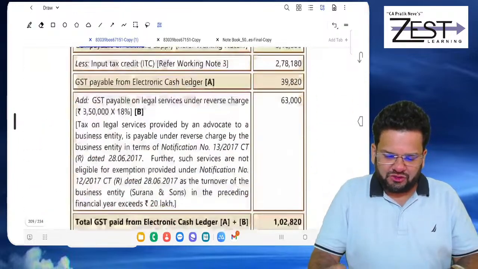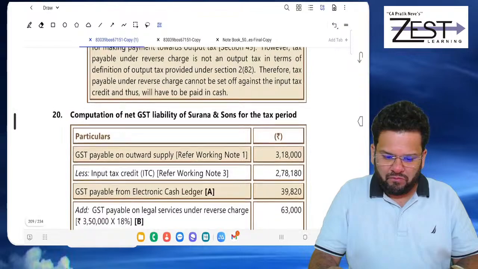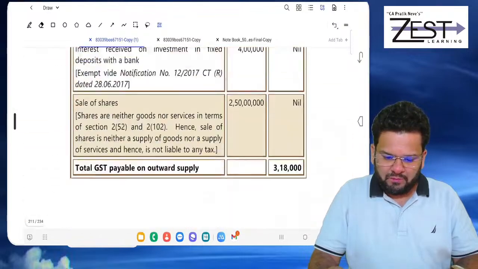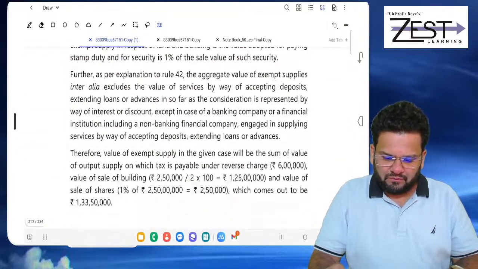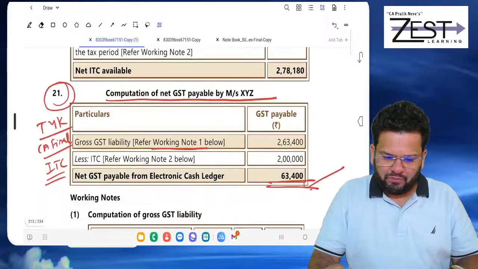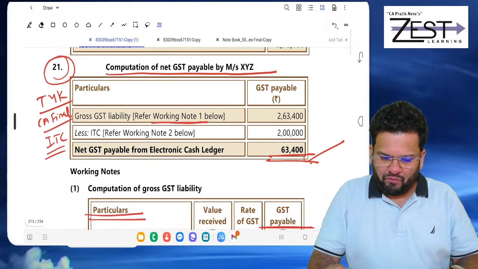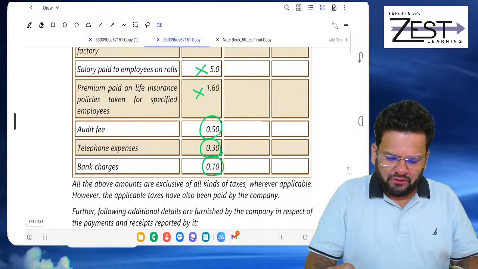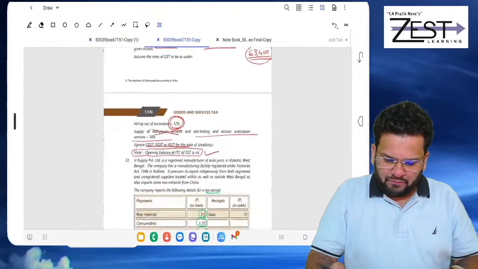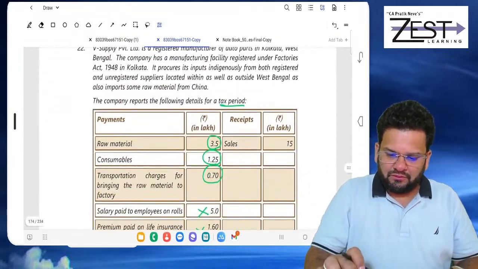For the 21st question. Now, which one we are doing? 22nd we are doing.